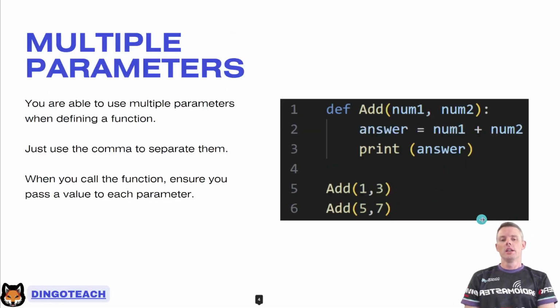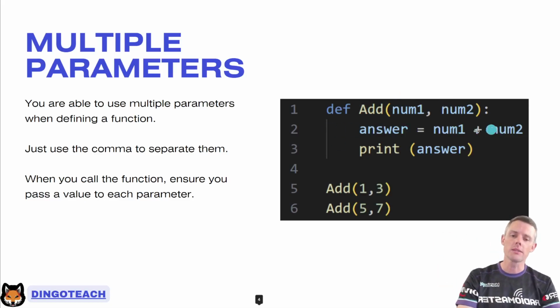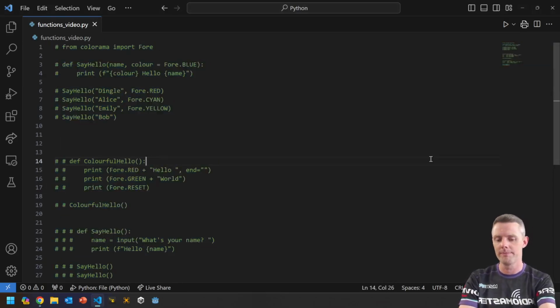Okay. And here's another quick example for using multiple parameters. So I've set up an add function here with two parameters, num1 and num2, and I add them together and I print the answer on the screen. I'm going to quickly redo this. I'll pause the video and write it up.